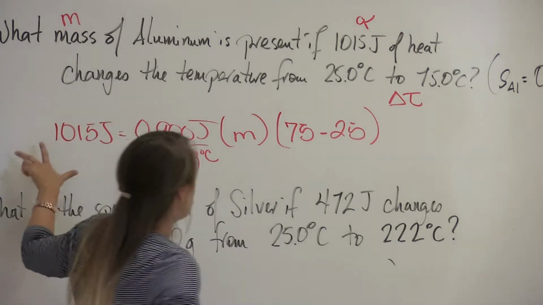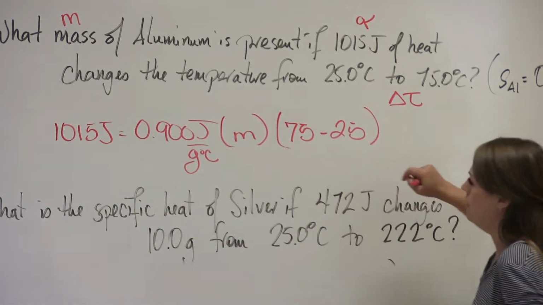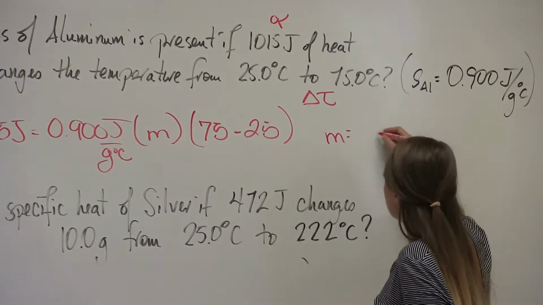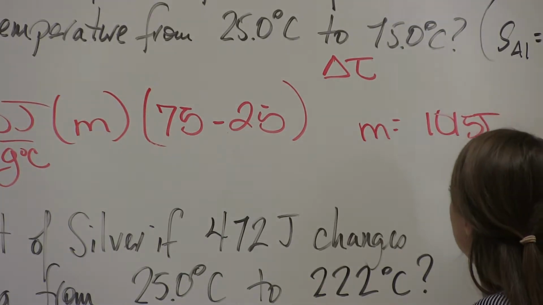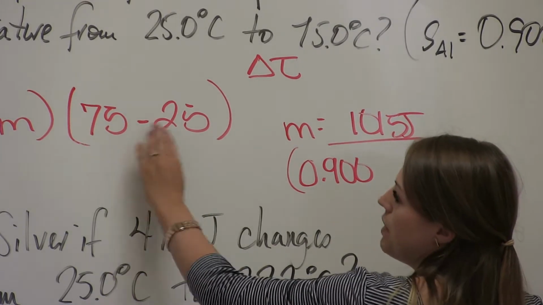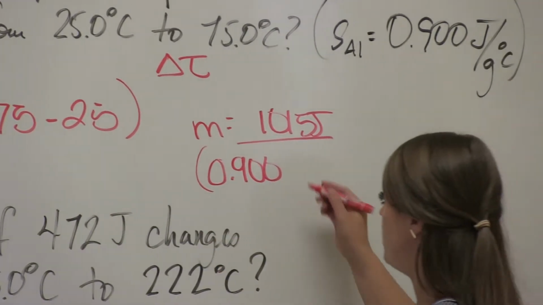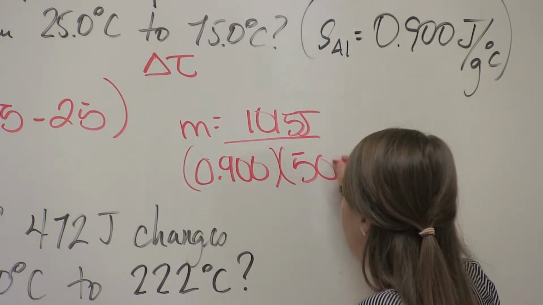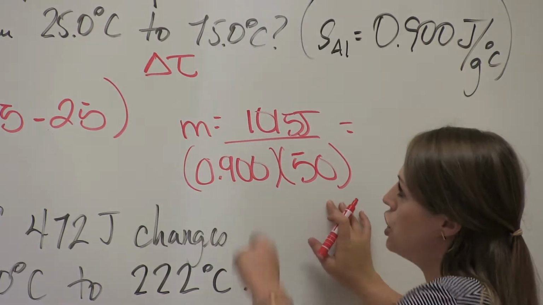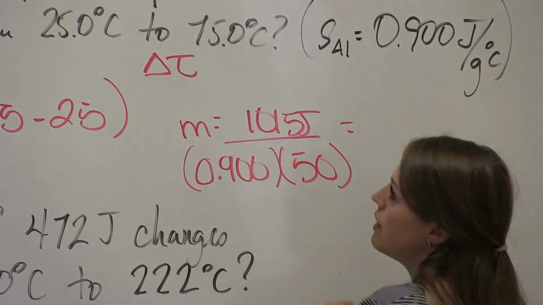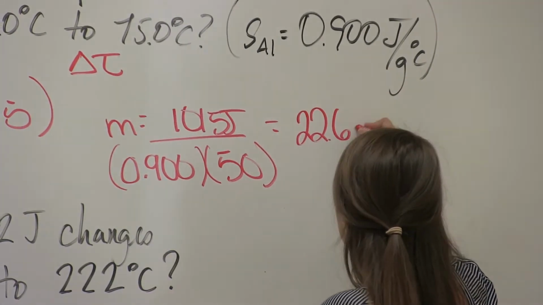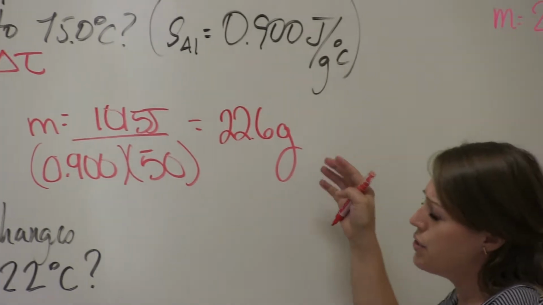If we rearrange all of this to solve for m and punch it into the calculator, we get m equals 1015 joules divided by 0.900 times 75 minus 25, which is 50, so we can just say times 50. If you punch all of this into your calculator, you get that the mass of aluminum needed to raise the temperature from 25 to 75, if we put in that much energy, is 22.6 grams.